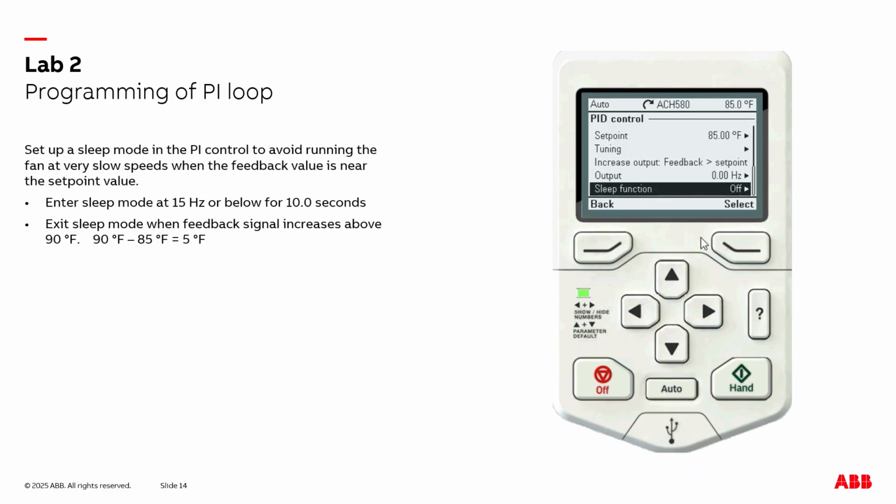Now for the second part of Lab 2, we need to set the drive to go into a sleep mode if the output frequency falls below 15 Hertz for at least 10 seconds. The 10 seconds delay there is just to create a little bit of a buffer, so in case the output frequency in the PID control briefly falls below 15 Hertz, but then goes maybe back up to 18 Hertz because more cooling is needed, we don't go into sleep instantly.